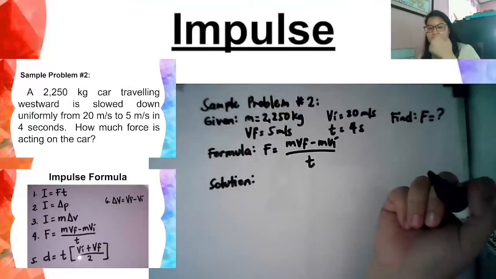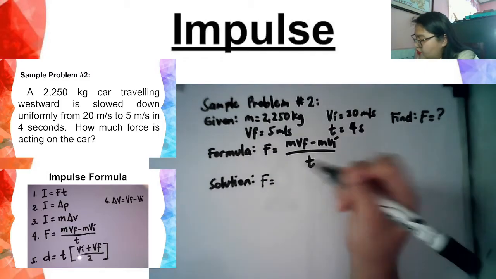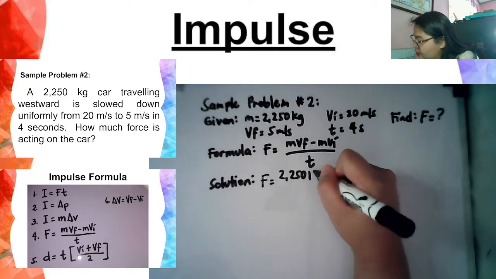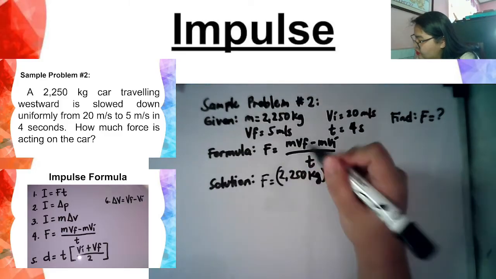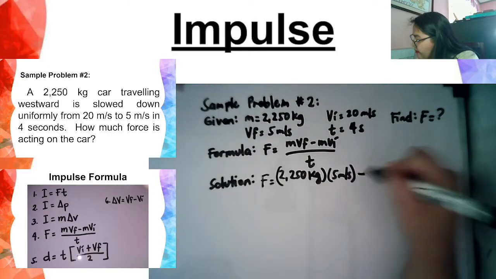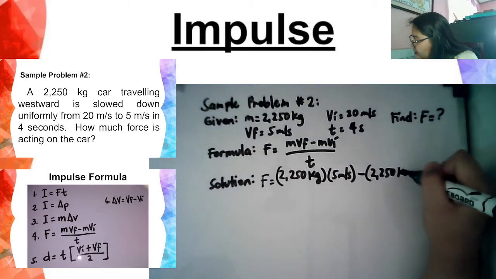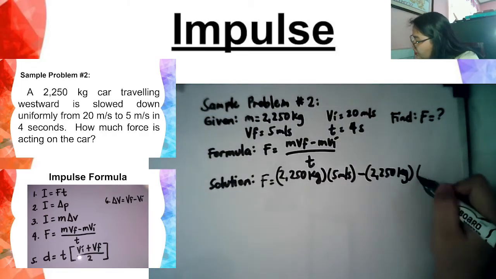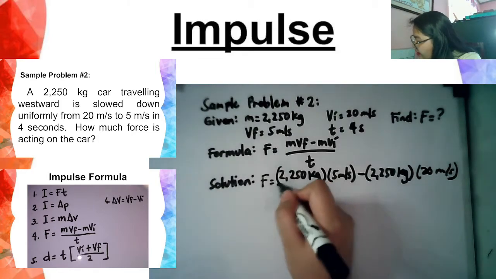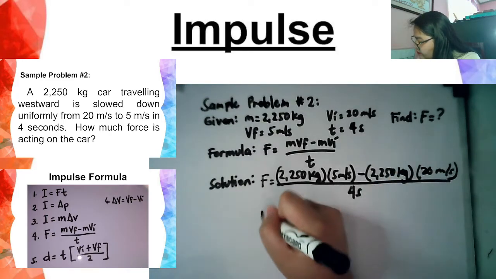Okay. So, first, let's substitute the given quantities. We have force, okay, is equal to the mass. We have 2,250 kilogram times the final velocity, which is 5 meter per second, minus the mass again, 2,250 kilogram, times the initial velocity, 20 meter per second. Yan. Divided by the time, which is 4 seconds.